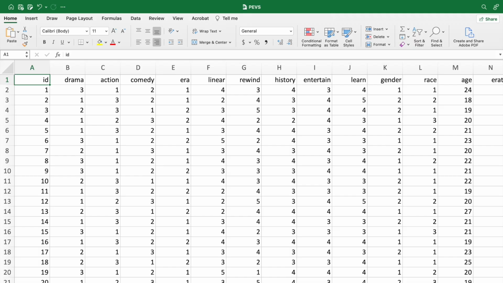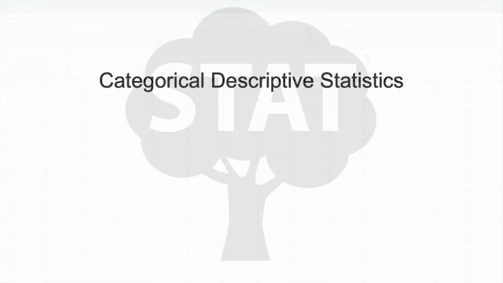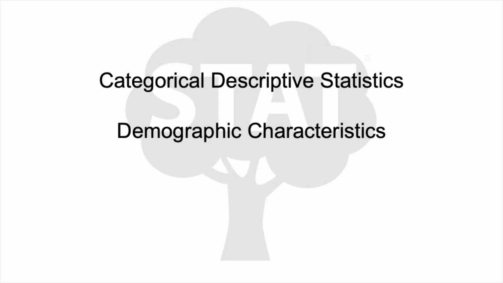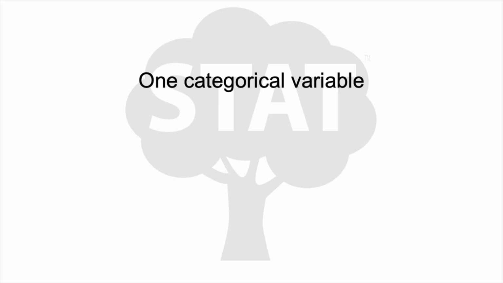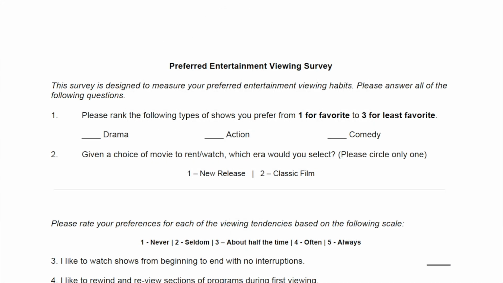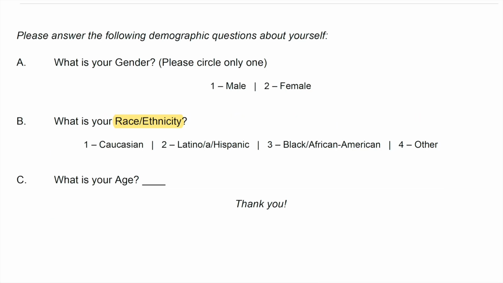After collecting and scoring your data, the next task is summarizing your data. This video will cover just the categorical descriptives, such as race or gender, and any other variables on your survey which are measured as nominal. You will need one categorical variable in order to run this test. In looking at the preferred entertainment viewing survey, demographic question B is categorical with 4 nominal values. This will be the variable we will use for our demonstration.